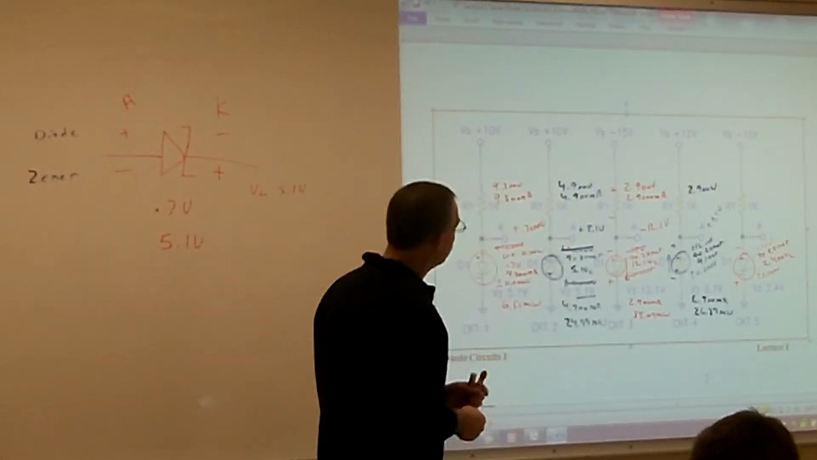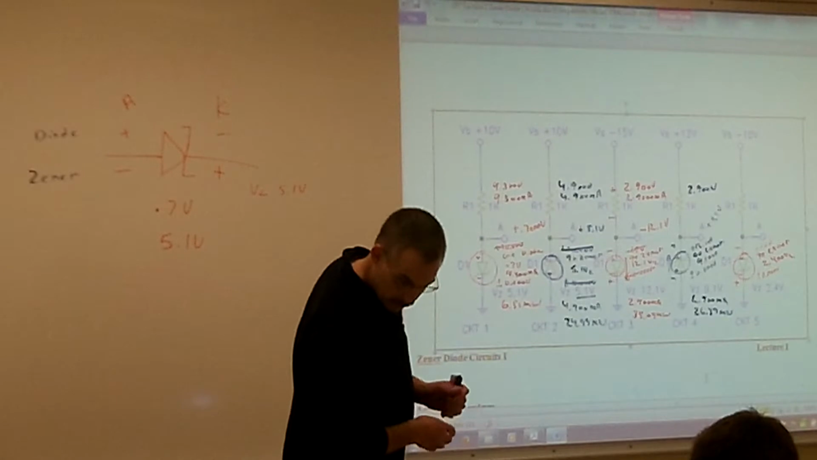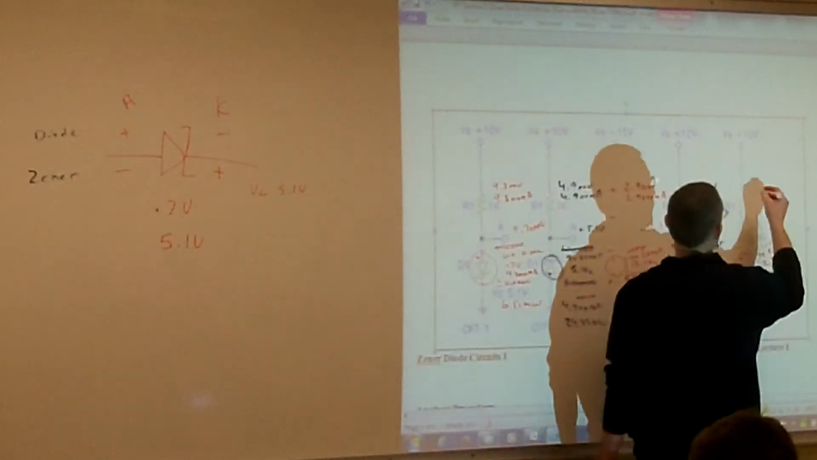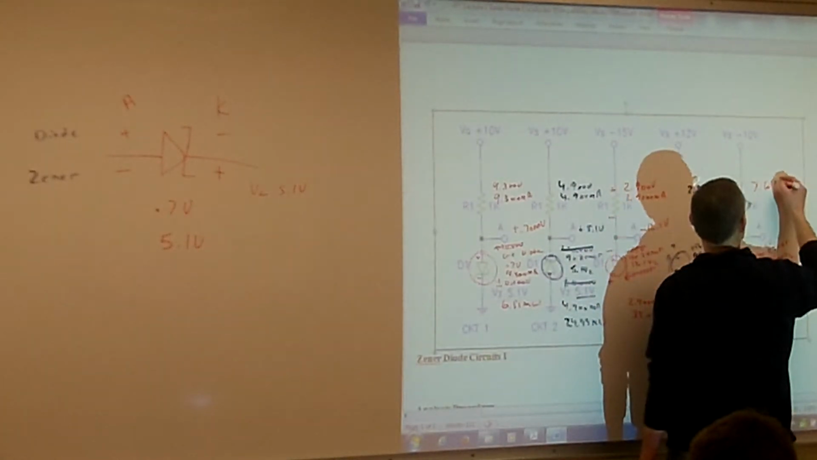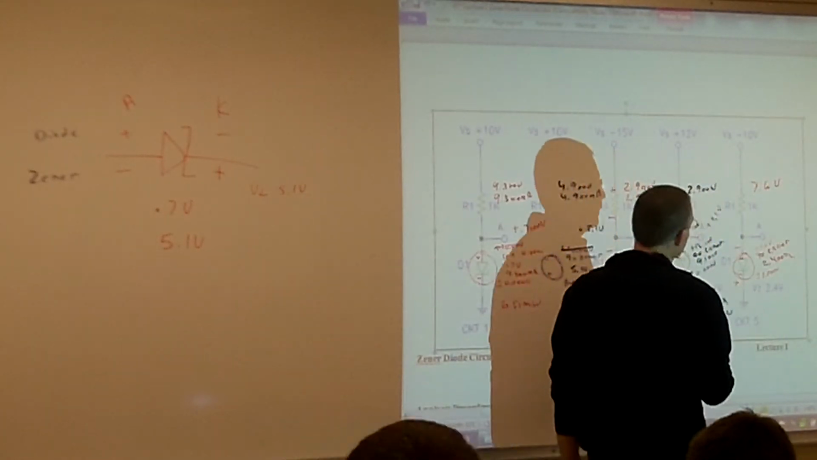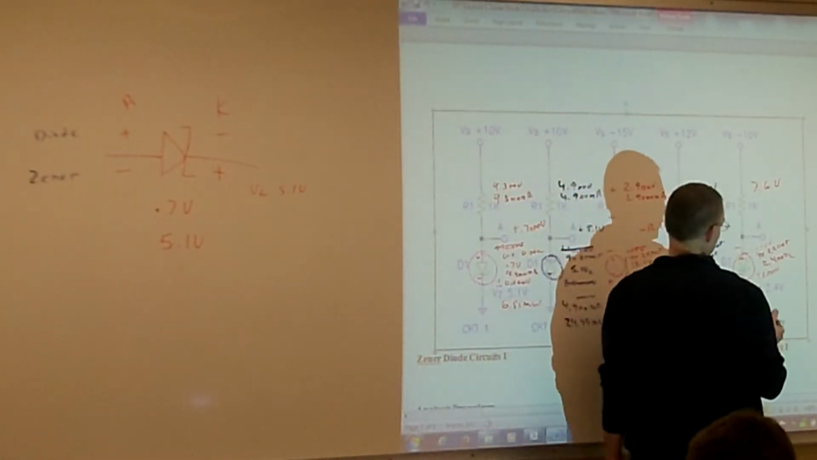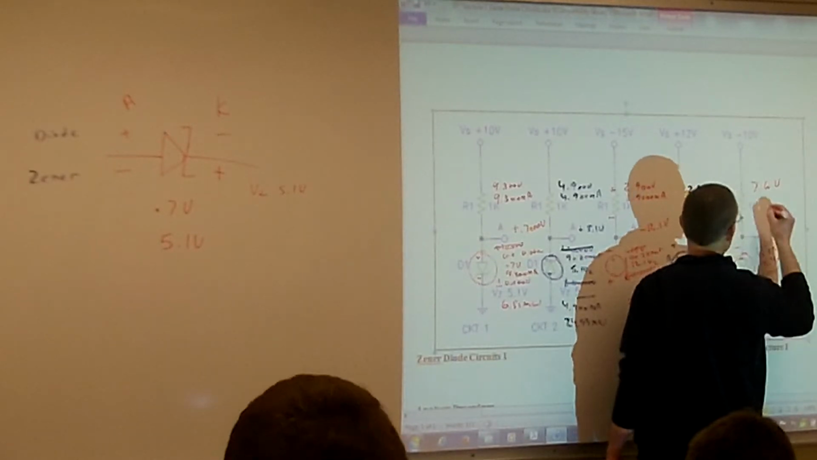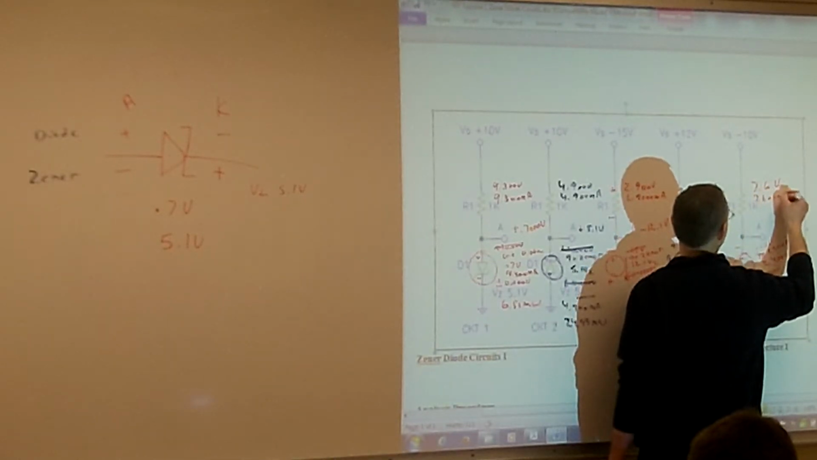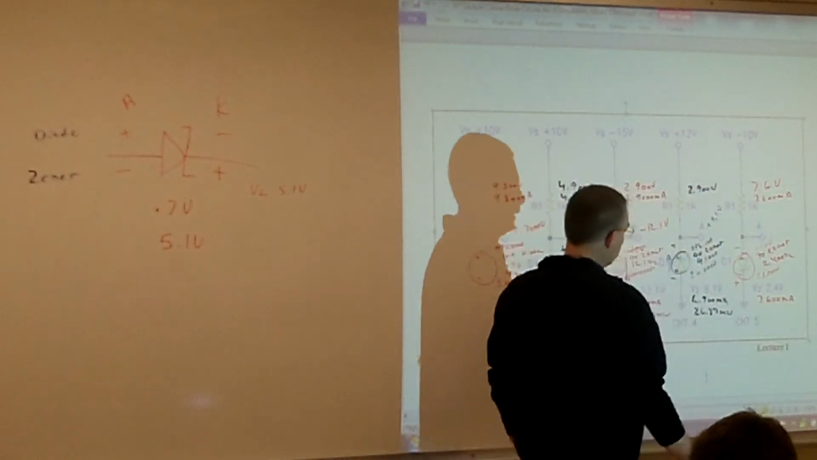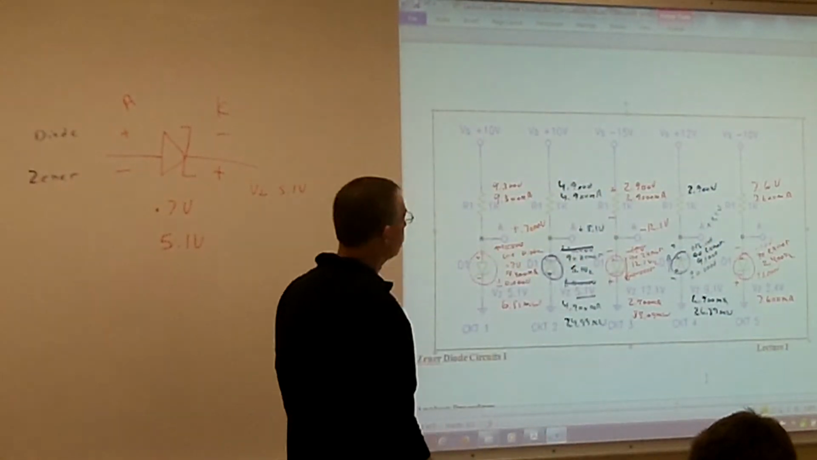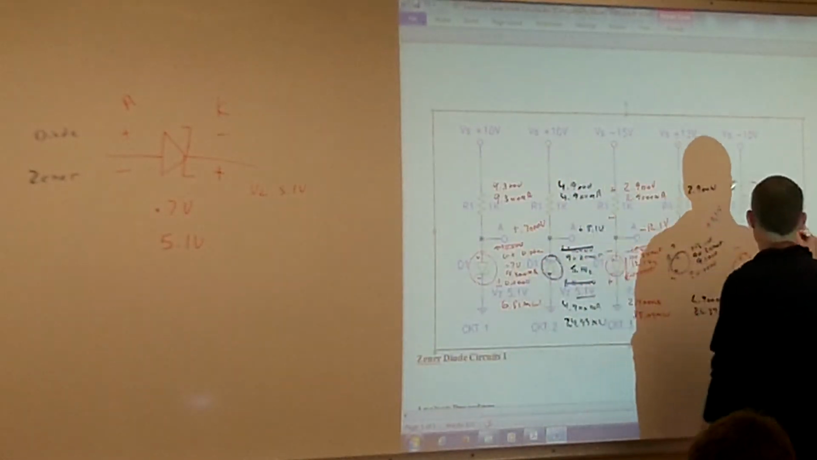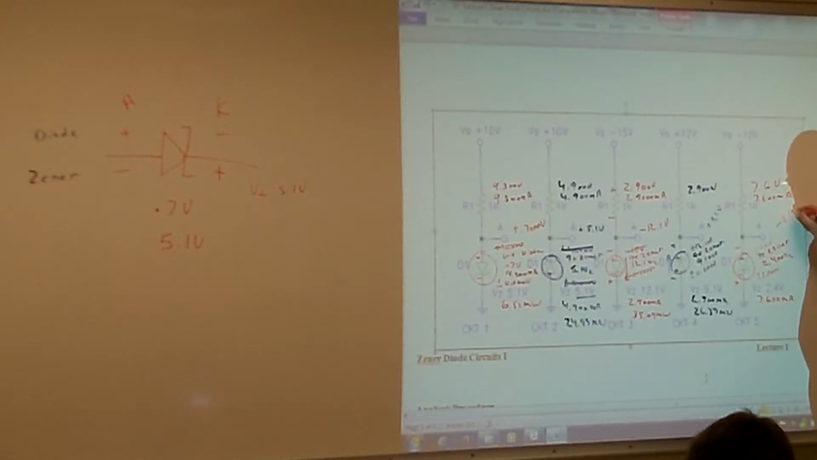All right. So then my voltage across my resistor is going to be what? 7.6 volts. And it's going to have what for current? 7.6 milliamps. And my voltage at test point A? Negative 2.4 volts.